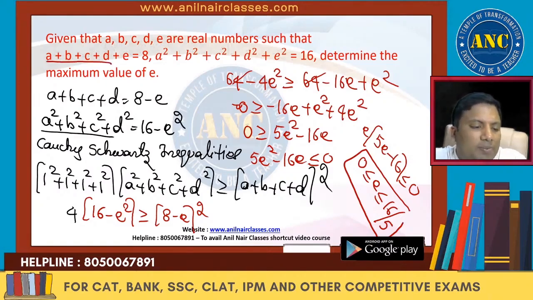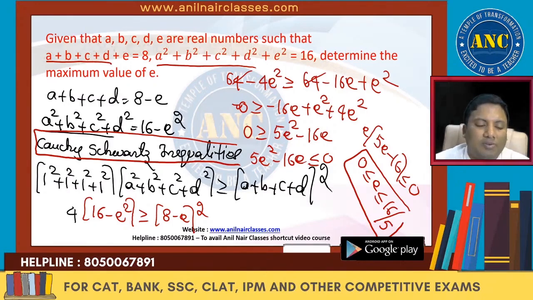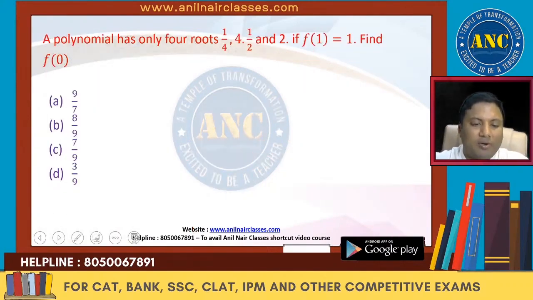Easy question. a plus b plus c plus d is 8 minus e, a square plus b square plus c square plus d square is 16 minus e square. Then I used Cauchy-Schwarz inequality and got the answer very fast. I hope the idea is clear. A variety of questions can be there based on Cauchy-Schwarz inequality.